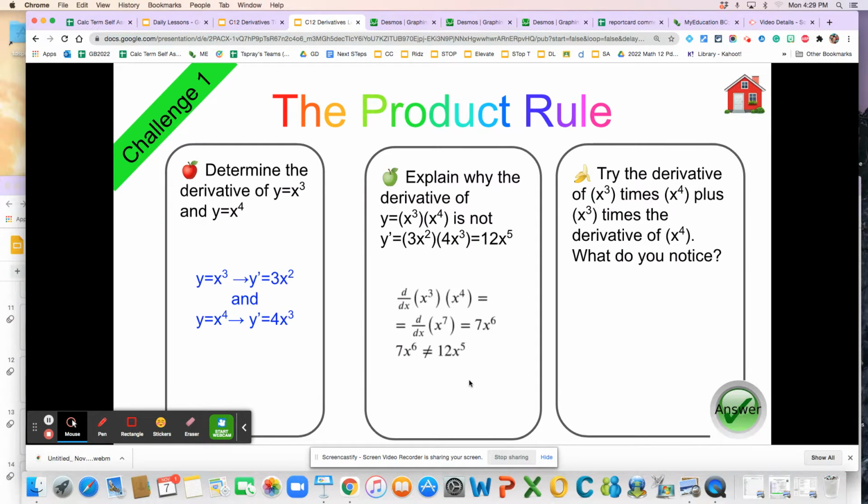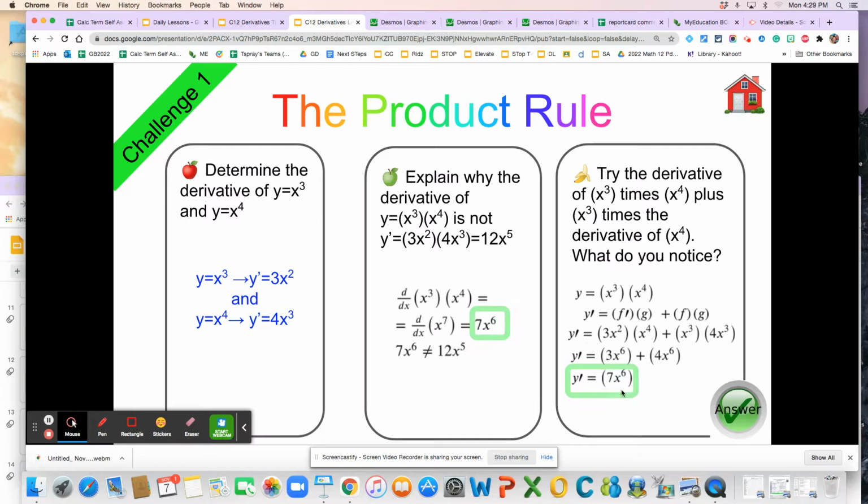So we're going to try to figure out what it is. This is the product rule. I'll let you play around with that on your own, but I'll give you the gist of it. If you take the derivative of the first times the second plus the first times the derivative of the second, that should be g prime there, you're going to get 3x squared times x to the 4 plus x cubed times 4x cubed. And when you add those together, you get the same thing.